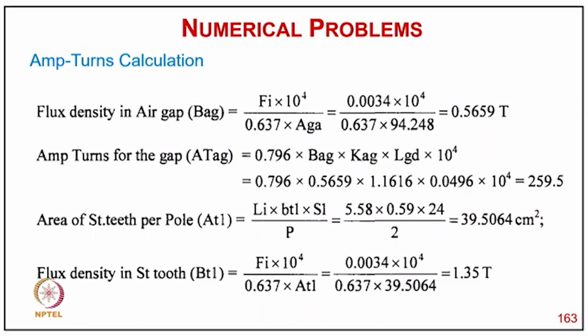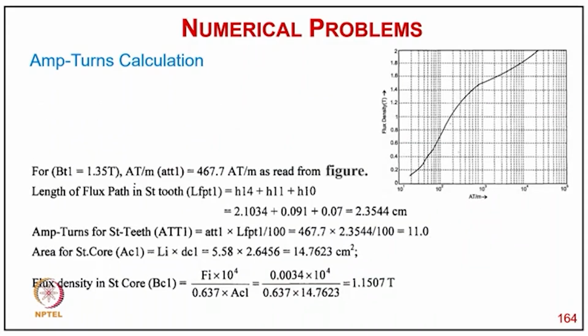The ampere turns for this air gap, from this flux density, comes to 259.5 ampere turns. The area of steel in the pole, LI into BT1 S1 upon P, comes to 39.5064, and the flux density in the stator teeth, putting in the value, comes to 1.3535 Tesla.